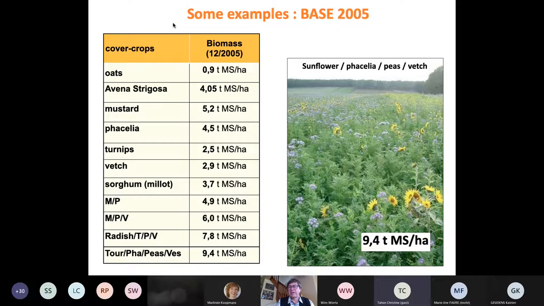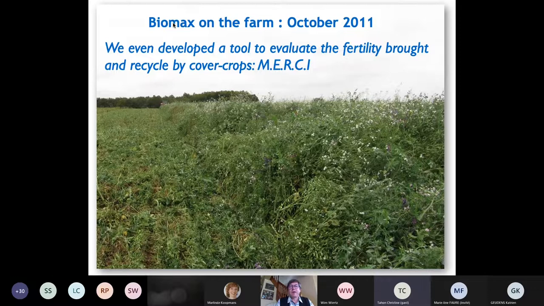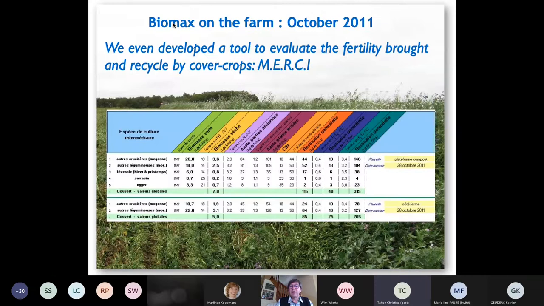One of the best cover crops I grew on a farm was in 2011. I grew basically 10 tons of cover crop. And now we have the Mercy system, and I have 253 kilograms of nitrogen in that cover crop. In another cover crop, I have 182 kilograms of nitrogen, which doesn't mean the amount I will have for the next crop. It means the amount that was stored, capitalized.